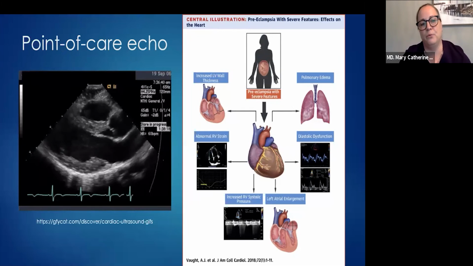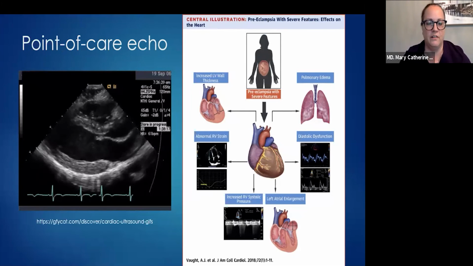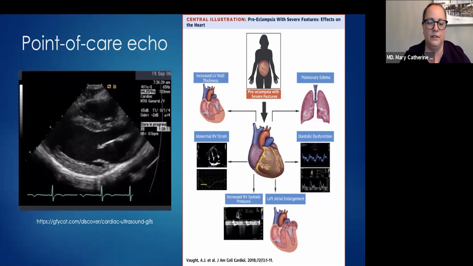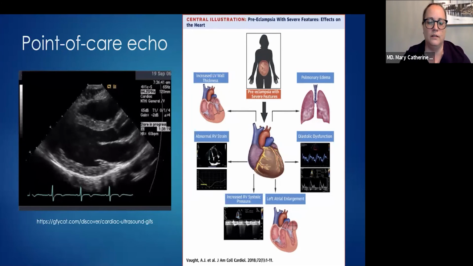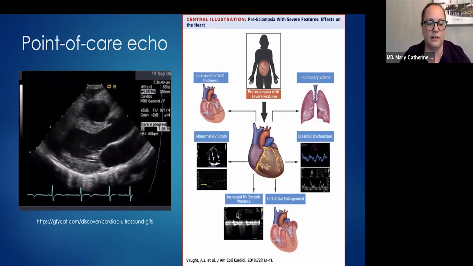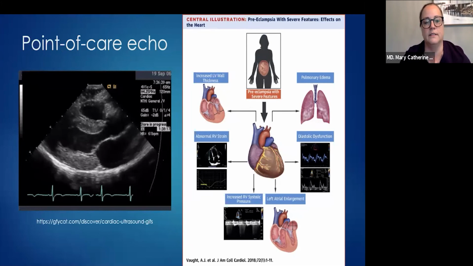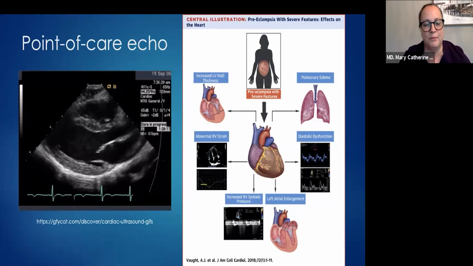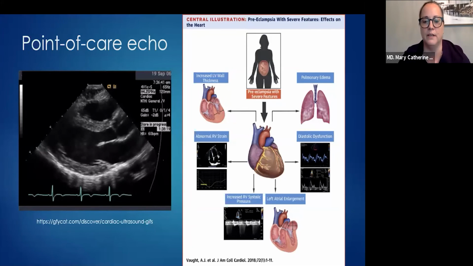And then, as I mentioned, point of care ultrasound has really taken off across specialties. And so we use point of care echo to sometimes just generally assess cardiac function or volume status, particularly as an initial assessment, maybe while we're waiting for a formal echo, to just get an idea of what's going on with the patient.